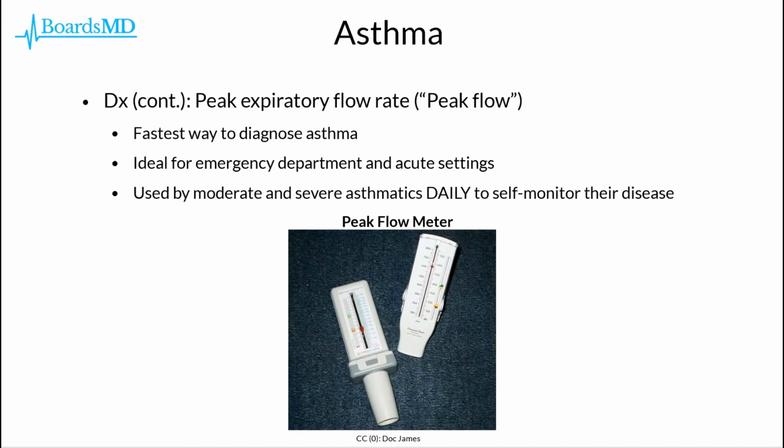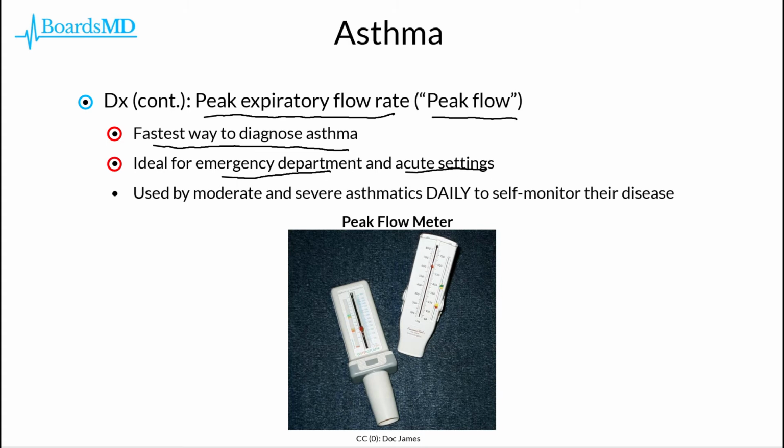Also related to this pronounced decrease in the patient's FEV1, we can also use a tool called a peak expiratory flow rate, or peak flow, in order to monitor our patient's disease course in the case of asthma. It should also be noted that using a peak flow meter, as pictured at the bottom of the presentation, is the fastest way to diagnose asthma. This makes the use of the peak flow meter ideal for emergency department and acute settings.